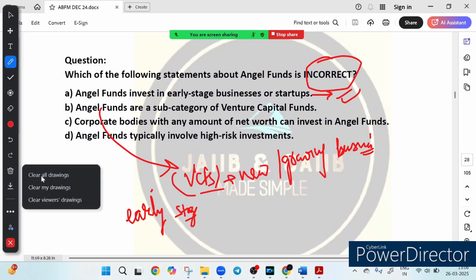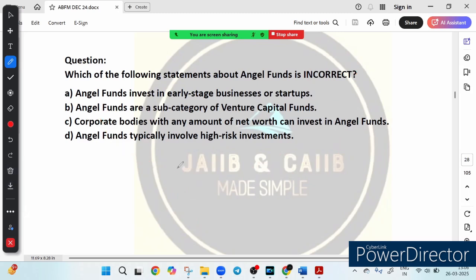Let me give you an example. Think of an angel fund as a school teacher who helps a child in the early years, and VCF like a college professor who guides a student after they have already built some knowledge. Now, option B is also correct. Option C, corporate bodies with any amount of net worth can invest in angel funds. No, this is wrong.